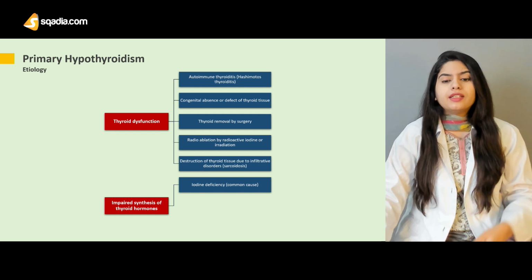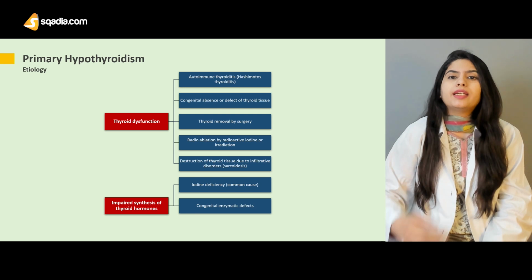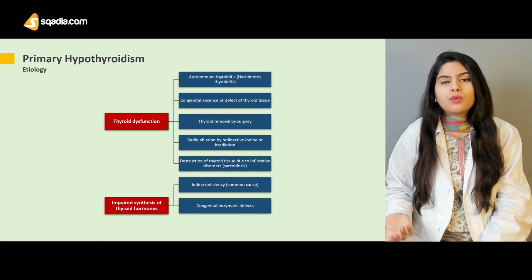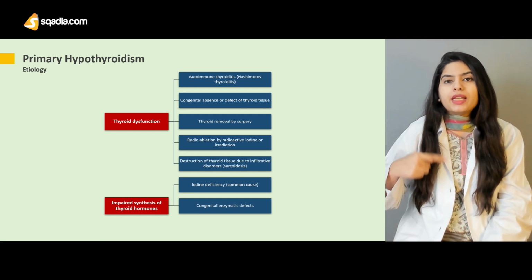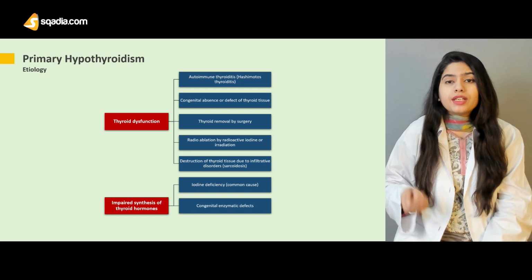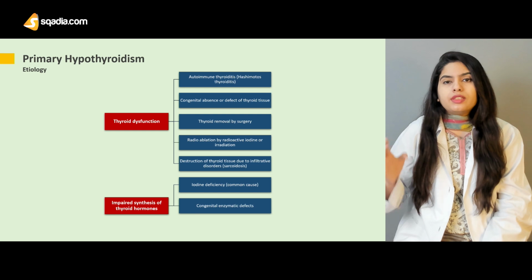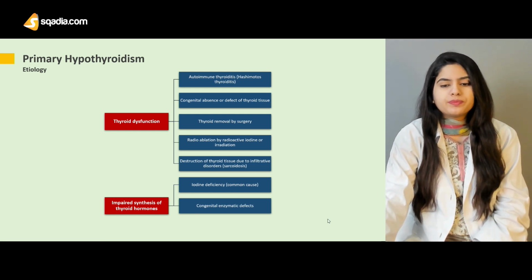Then there can be a congenital enzymatic defect that can lead to impaired production of thyroglobulin or a decreased level of iodine, and the whole mechanism of the production of the thyroid hormone and the different enzymes that are involved in its production can be deficient, or they are not produced. That can lead to a disturbance in the production of the thyroid hormone.